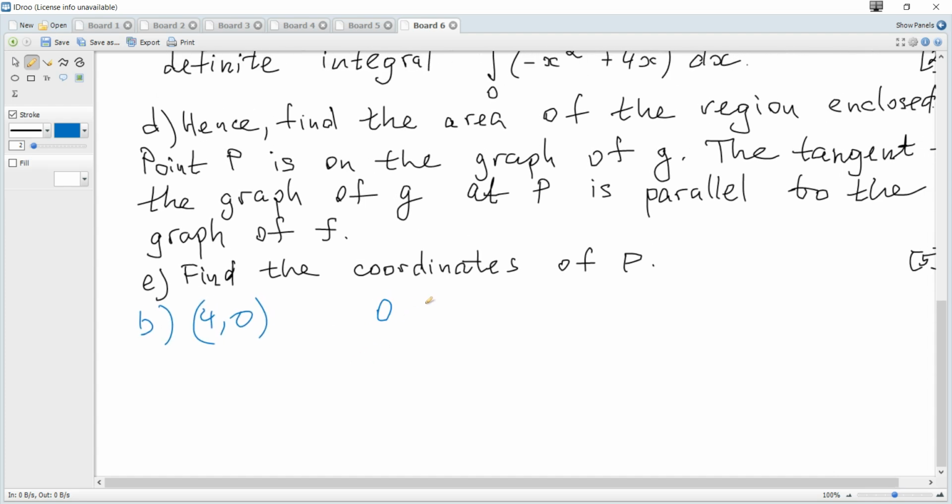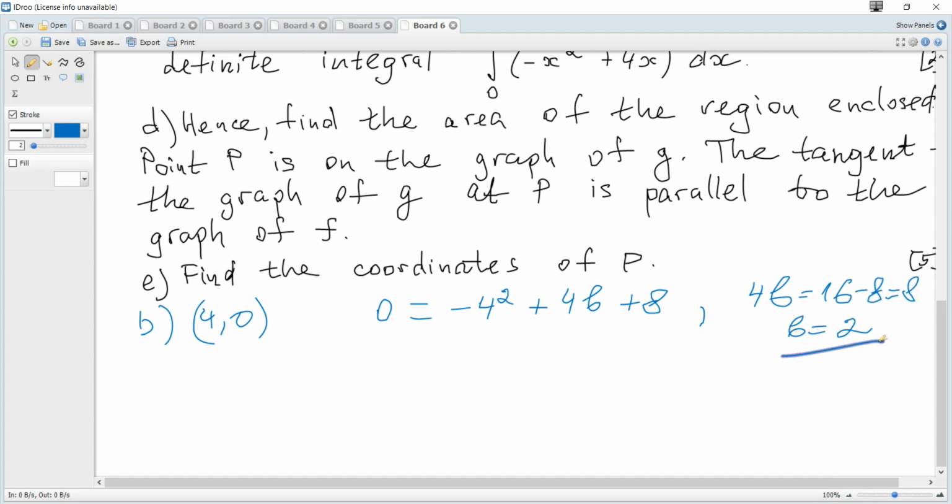We get 0 equals negative 4 squared plus b times 4, so 4b plus 8, and we get that 4b is 16 minus 8, which is 8, so b is 2.